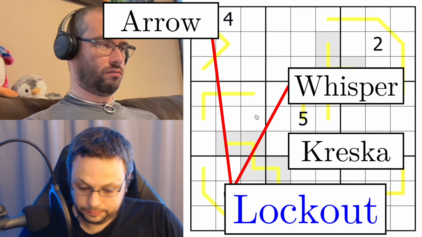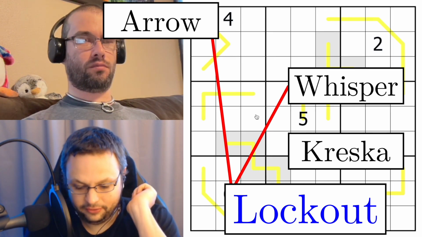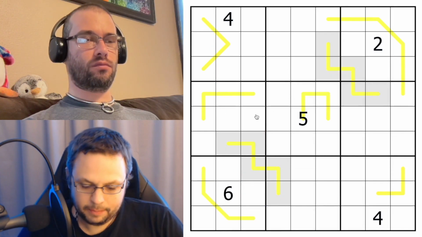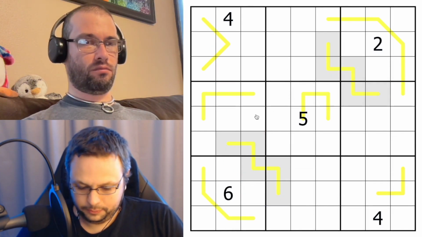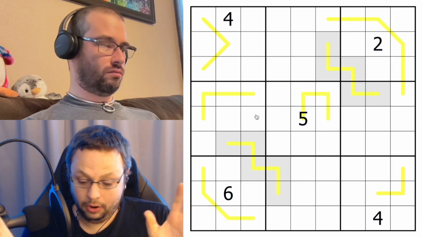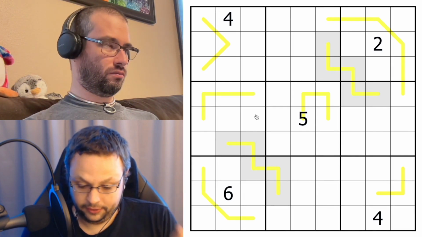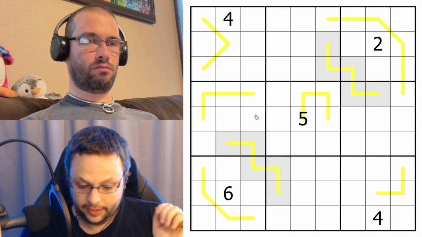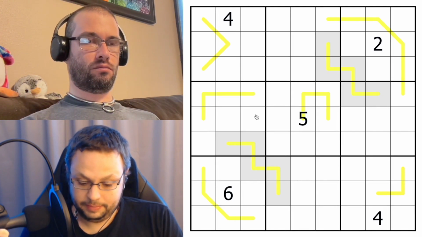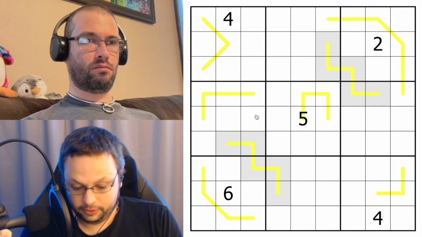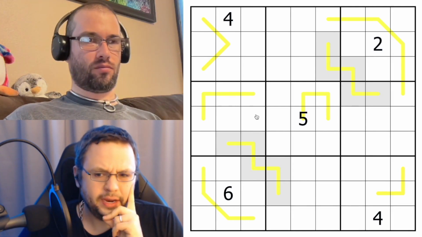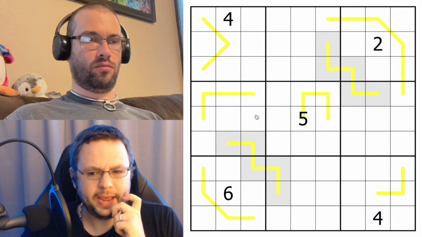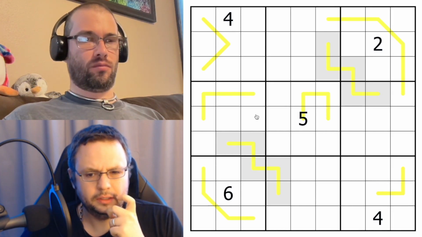Okay, so we actually have a fair number of things that really want to be whispers. So palindromes are only allowed to be whispers or Kreska. Lockout lines can only be arrows or whispers or maybe Kreska. Okay. So I'm wondering if we should try and do Sudoku with our palindromes at all.